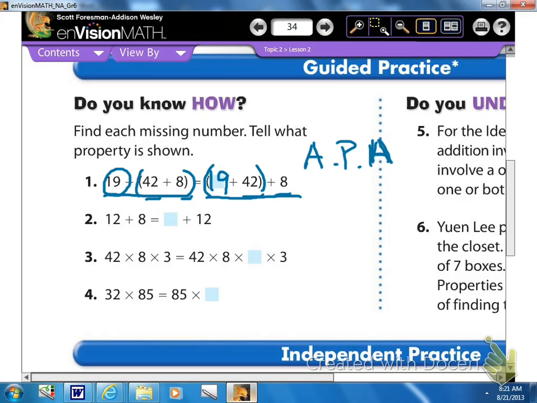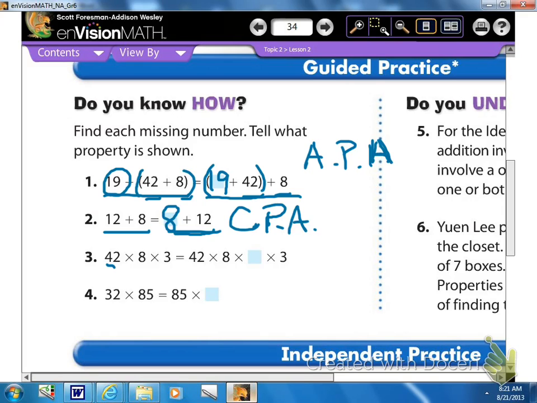Number 2, I have 12 plus 8 equals what plus 12? Well, again, that equal sign is a balance. Both sides have to be balanced and equal. So if I have 12 plus 8 on this side, and I have 12 plus what on this side, it must be 8. Now notice 12, then 8, and now on this side, 8, then 12. So what property do I have? The commutative property of, again, addition. So I have put CPA for commutative property of addition.